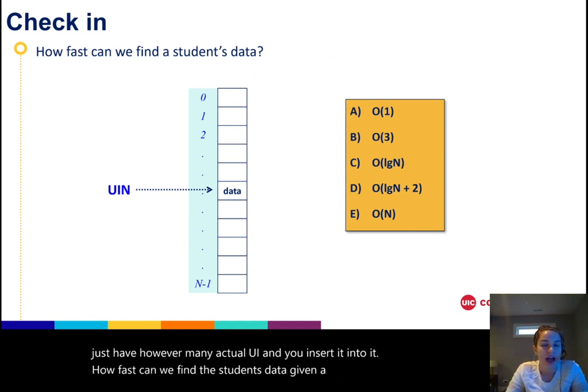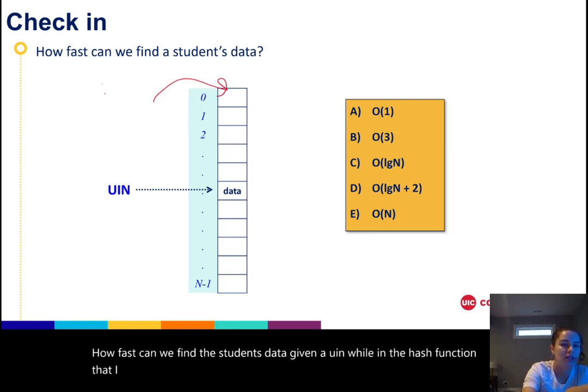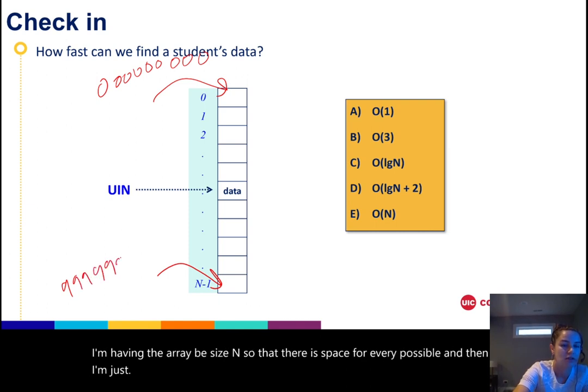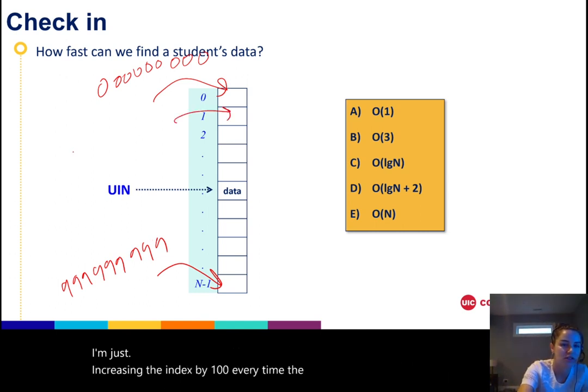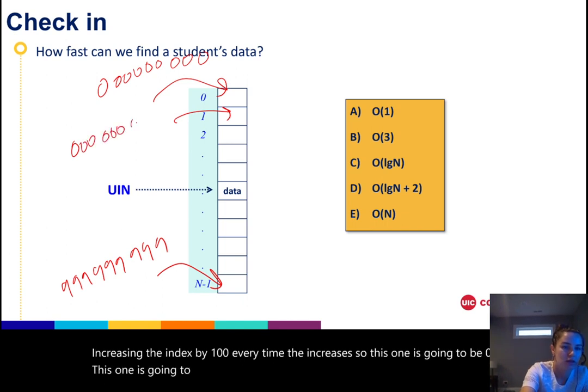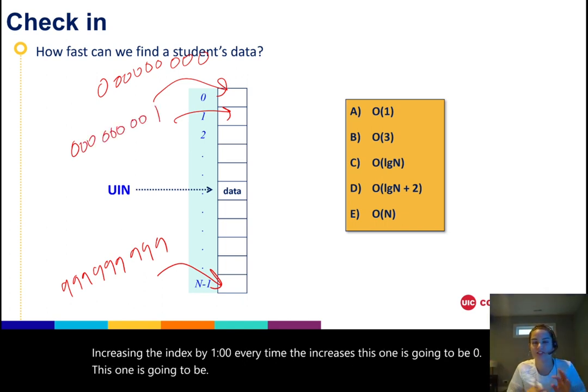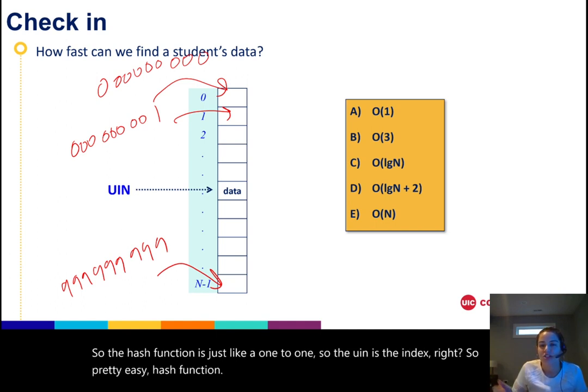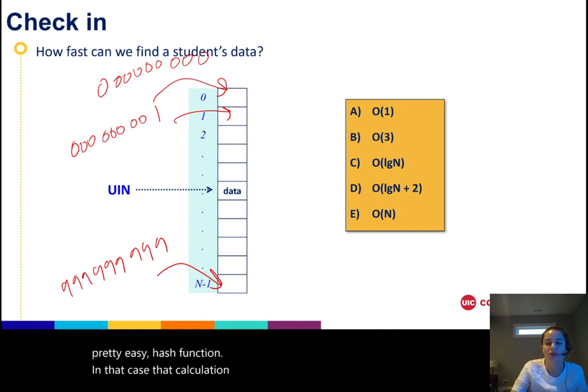Well, in the hash function that I just gave you, I'm having the array be size n so that there's space for every possible UIN, and then I'm just increasing the index by 1 every time the UIN increases. So this one's going to be 0, this one's going to be 1. So the hash function is just like a 1-to-1. So the UIN is the index, right? It's a pretty easy hash function. In that case, that calculation is nothing. You're just going to return the UIN.